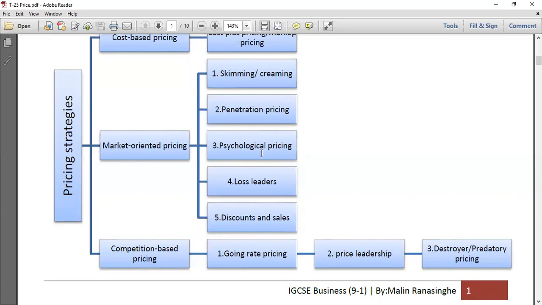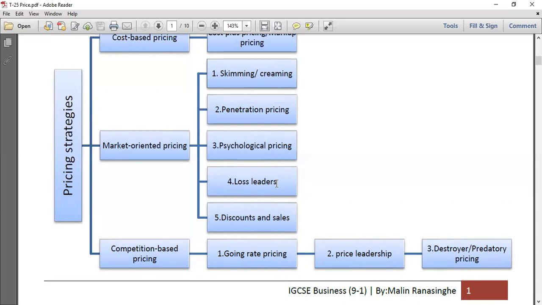Psychological pricing, sometimes they use odd numbers in the pricing. For example, without giving, let's say, $500, they give $499. Without giving $10, giving $9.99 or $9,999, right? Without giving 10,000. So that's called psychological pricing.